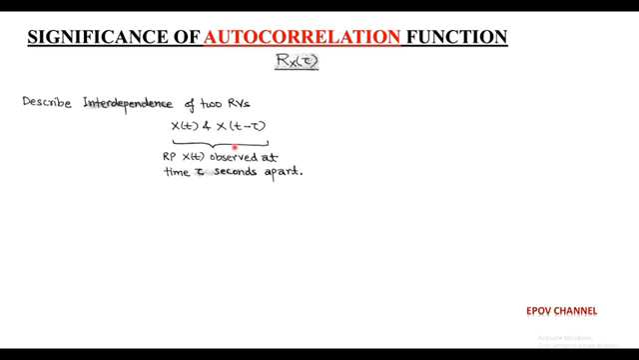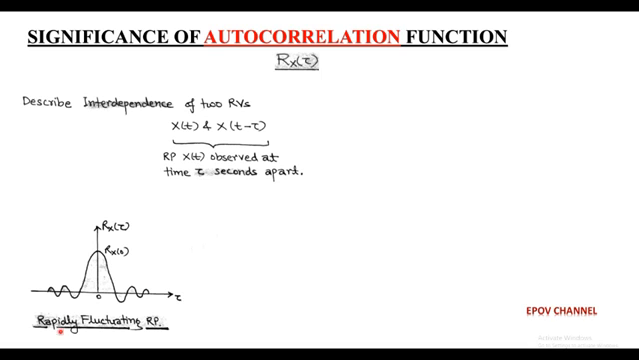When this change or fluctuation between random process xt and xt minus tau is very fast, then the autocorrelation function, which is maximum at origin, decreases rapidly with respect to tau.